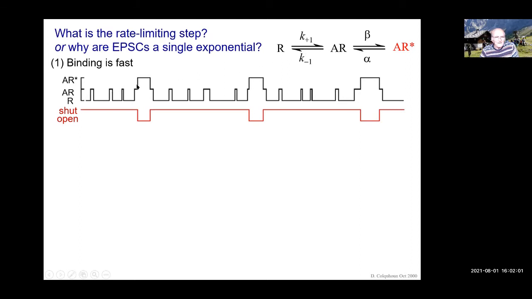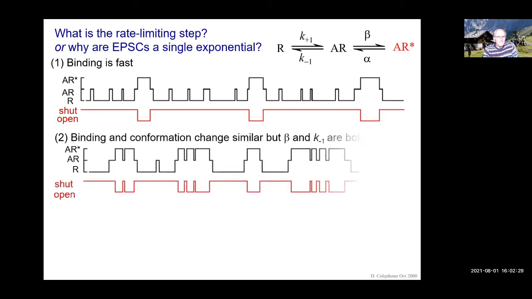Here's a case where it goes from the intermediate state to the open state. We then see an opening. Then you're back to the fruitless occupancies, then another opening and another one. So if this were the case, openings would occur almost always singly like that, but it's clearly not very efficient because most of the bindings don't produce an opening.